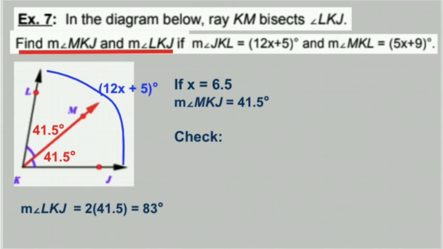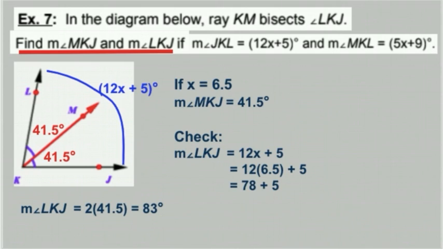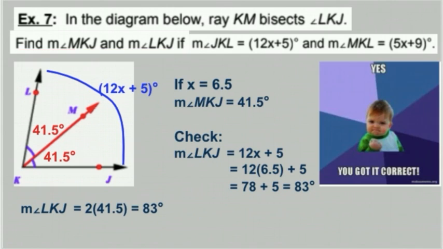But I always like to check my work, because when I plug 6.5 in for x here, I should also get that this whole angle is 83 degrees. So the measure of angle LKJ is 12x plus 5. Replace the x with 6.5, and I get that that angle measure is 83 degrees. So we did get it correct.